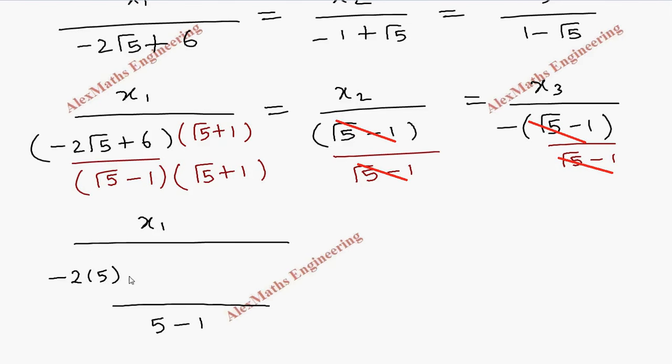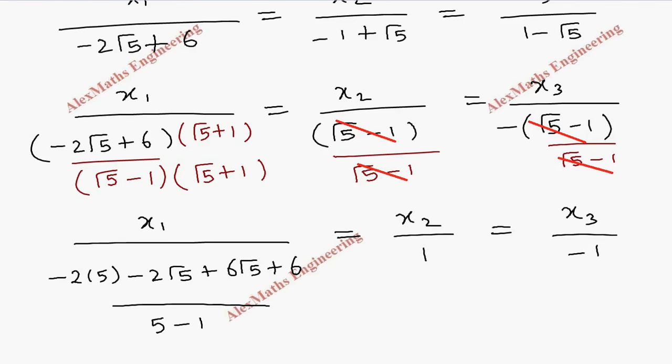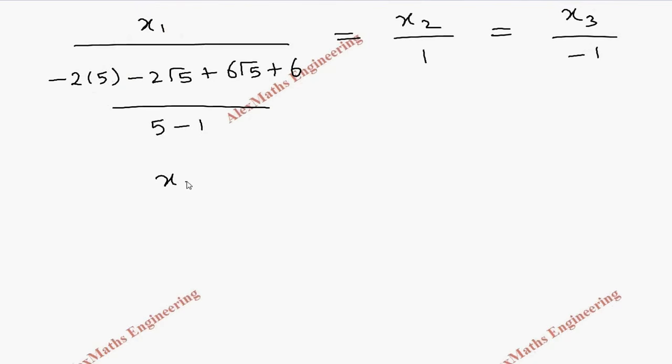Then minus 2 root 5. We have to multiply 6 with root 5, so plus 6 root 5, then plus 6, which is equal to x2 by 1, and this is x3 by minus 1. Now coming to the first term once again, x1 by, here we can combine these two numbers, that is minus 10 and 6. Before that let's combine these two.